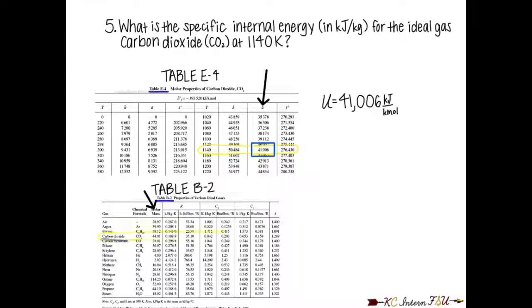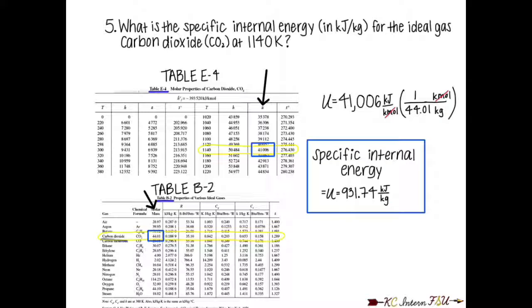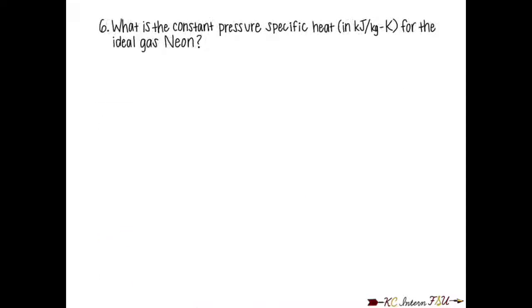In order to convert the units to kilojoules over kilogram, table B2 can be used to locate the molecular mass of carbon dioxide. Using the conversion factor, the specific internal energy is determined to be 931.74 kilojoules over kilogram.